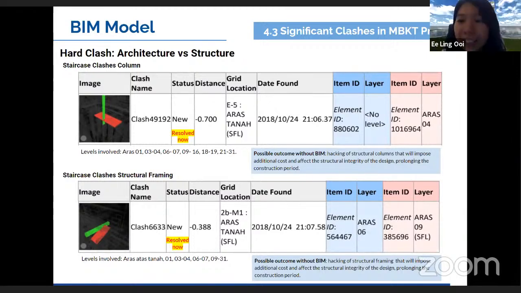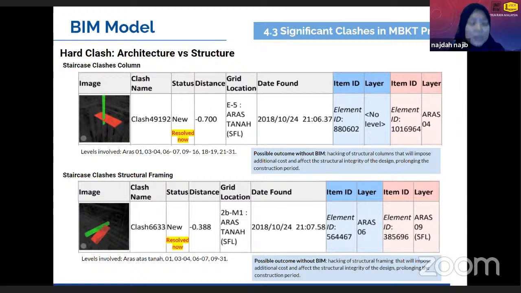Yeah, right. Because it's about logic. Column and staircase are both designed by the structural engineer. Maybe the architect's location is just wrong. But in the end, the construction will be based on the structural drawing, right? You get me? Okay.